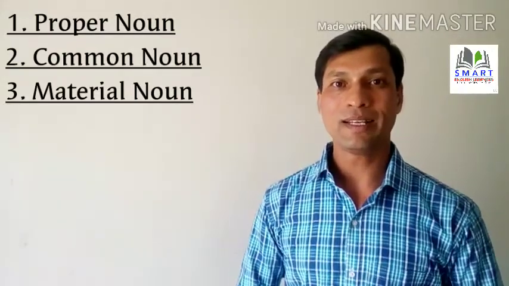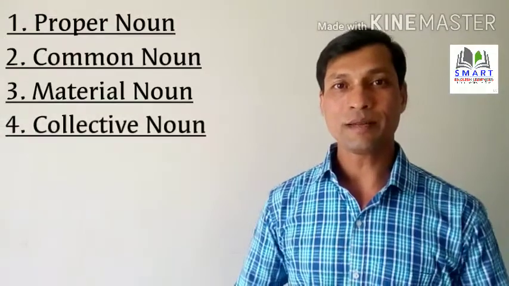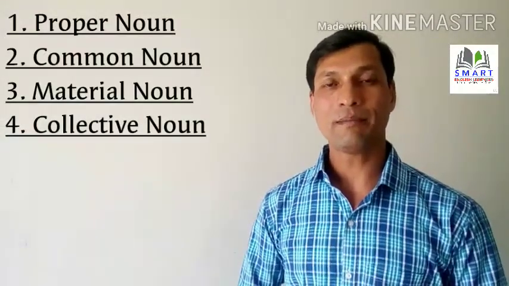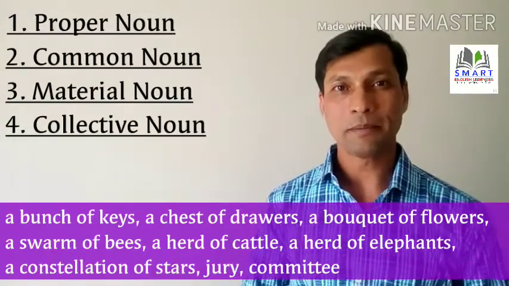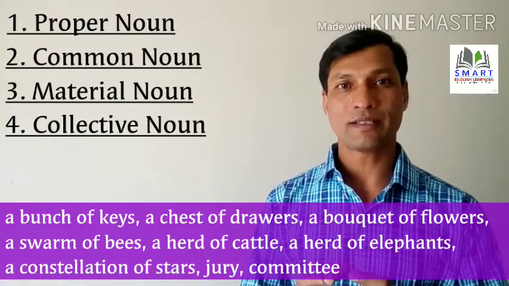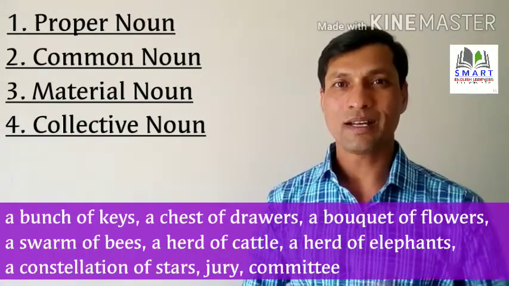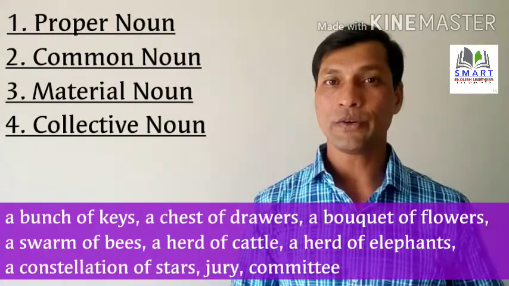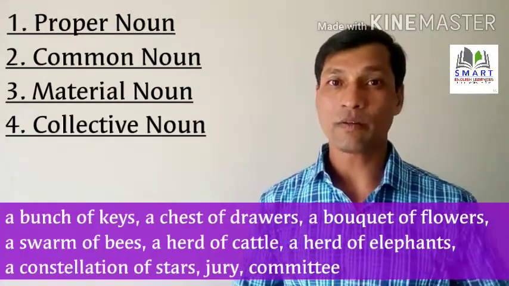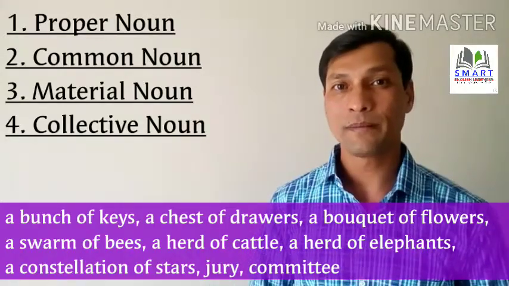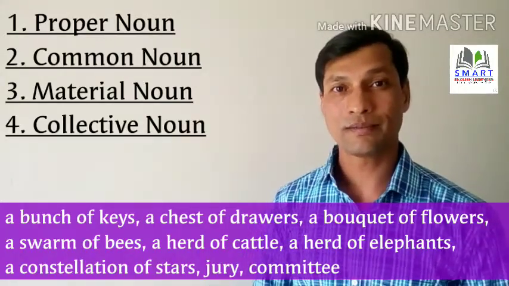Next type of noun is collective noun. Sometimes we talk about a collection of things. For example, bunch of keys. Bunch designates many keys, a group of things, a collection of things. Another example is chest of drawers, then bouquet of flowers, a swarm of bees, a herd of cattle, a herd of elephants, a constellation of stars.